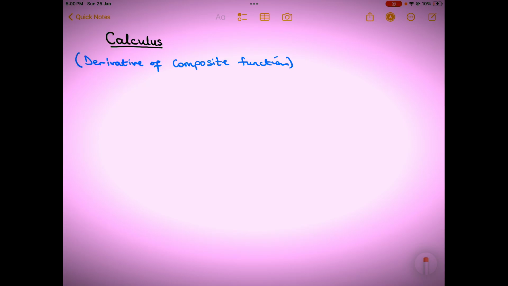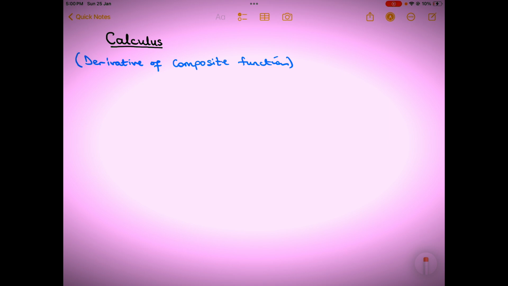Hello guys, in this video we are going to look at the derivative of a composite function, that is a function inside another function. Given a function inside another, we can best take the derivative using the chain rule. And please, for you to use the chain rule, just follow these simple steps.